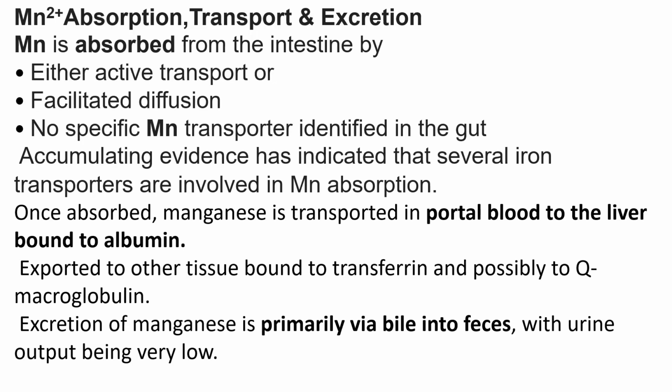And as far as the absorption, transport, and excretion of manganese is concerned, it is absorbed from the intestine either by active transport or facilitated diffusion. So much is not known about its absorption, whether it is a facilitated diffusion or an active transport. Active transport is that transport that requires energy in the form of ATP. And so far, no specific manganese transporter proteins are identified in the GIT. Evidence has indicated that several iron transporters are involved in manganese absorption.